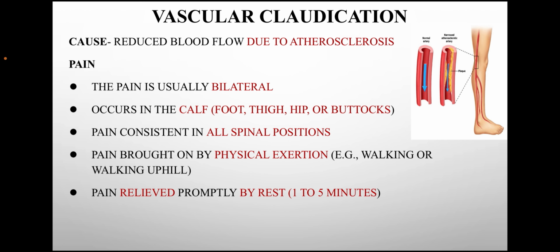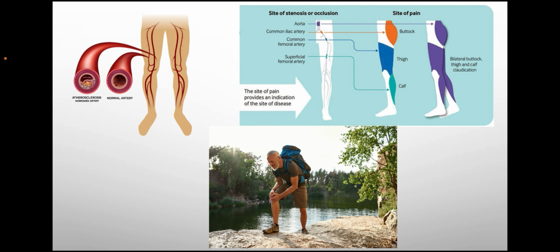The pain is usually bilateral. It occurs in the calf, foot, thigh, hip, or buttocks. Pain is consistent in all spinal positions. Pain is brought on by physical exertion, such as walking or walking uphill. Pain is relieved promptly by rest.